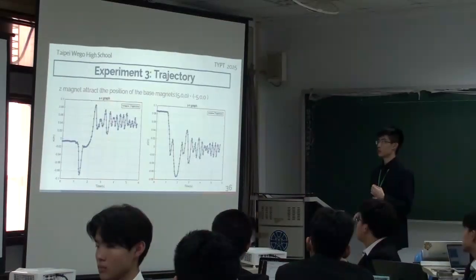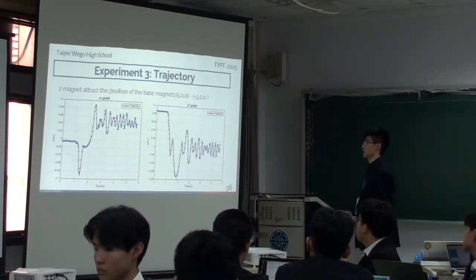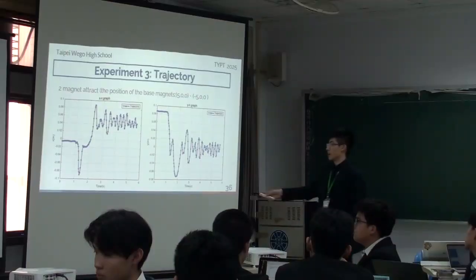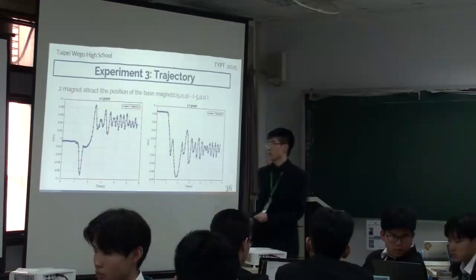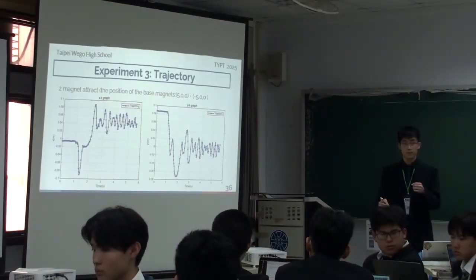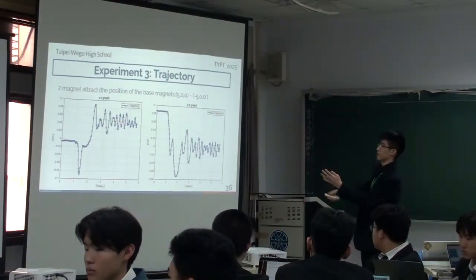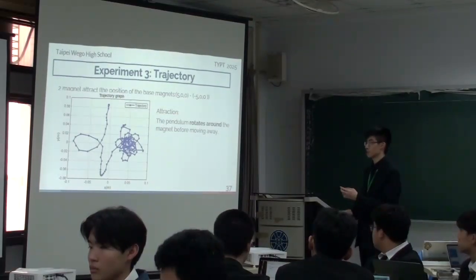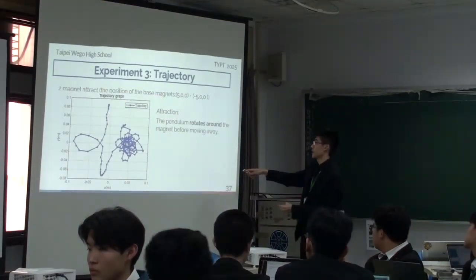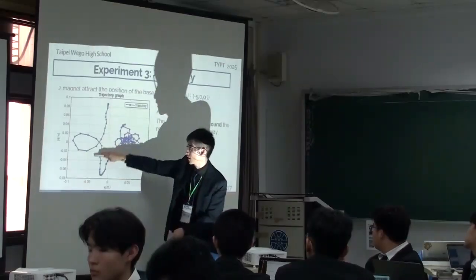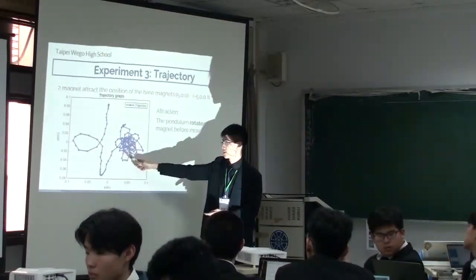And this is for the two magnets attract, and the position of the base magnet is shown above. Here at time 1, the pendulum is not yet released, so it is a horizontal line. And this is also the XY graph. We can see that the pendulum rotates around one magnet and then converges to another magnet.